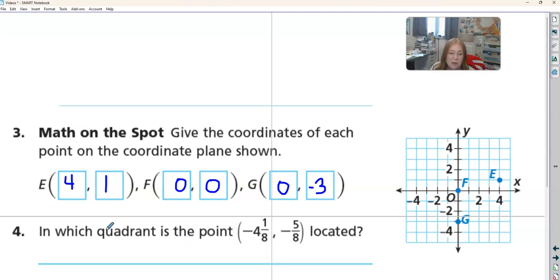Okay, this one wants to know in which quadrant is the point -4 1/8 and -5/8 located. This sounds hard, we're like, oh, fractions. No, we're finding the quadrant. We don't even have to graph this. We don't have to graph an eighth or 5/8. We just need to know where negative, negative is going to be. So we have quadrant 1, 2, 3, 4. If we start at 0, 0, and I go negative over 4 and down a little bit into the negatives, I'm in quadrant 3. Quadrant 3 is always negative, negative.